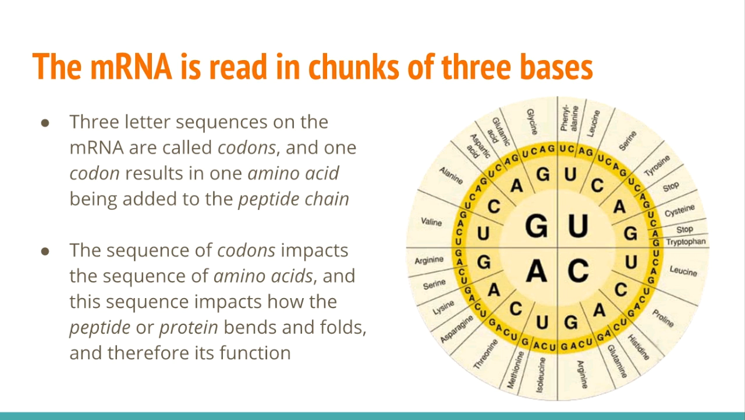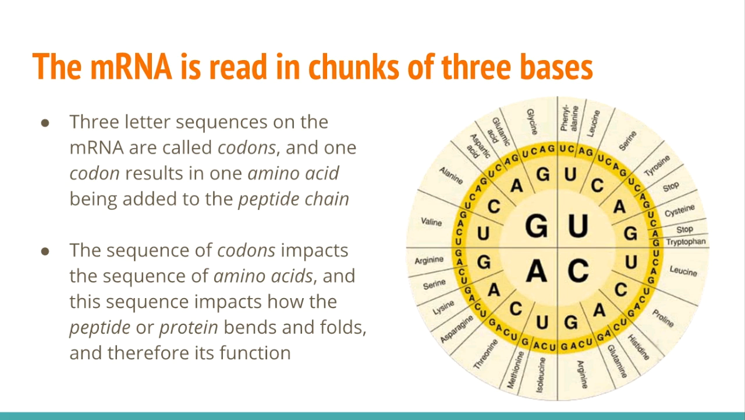So essentially, a codon is a section of 3 nucleotides, and that's how mRNA is read. It's not read letter by letter, but in chunks of 3, and each codon, or chunk of 3 letters, 3 nucleotides, corresponds to one amino acid.